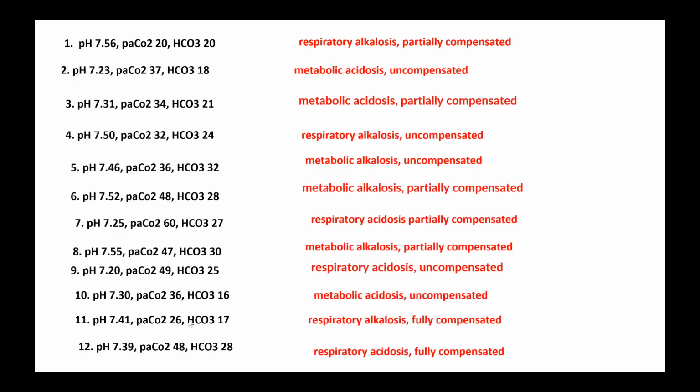Sir, for the previous one, I have a small doubt. Can it not be for the 11th ABG, sir? Which one? The 11th one, sir. Can it not be metabolic acidosis which is compensated, sir? Yes, correct. Because PCO2 is low, but pH is almost normal range. Bicarb is quite low. Yeah, it's wrongly said. It should be metabolic acidosis, fully compensated, not respiratory.